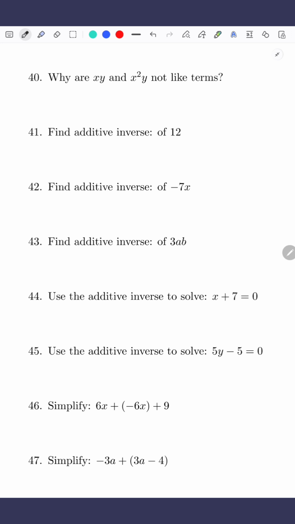Let's get going. Why are xy and x squared y not like terms? Okay, so we're coming right in with the philosophy here. A like term is a term that has the same variables in it. So we've got xy and x squared y. They're not like terms because they don't have the same balance of x and y. If I had xy, that's x times y, and x squared y is x times x times y. Like terms are able to be added because they are the same thing.